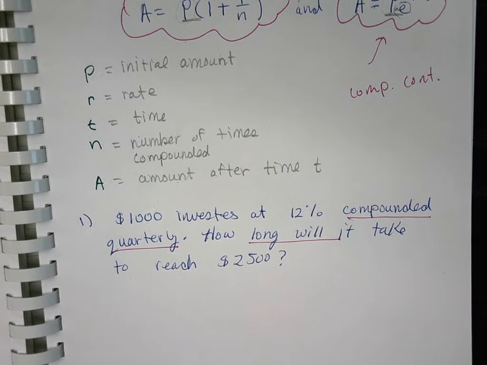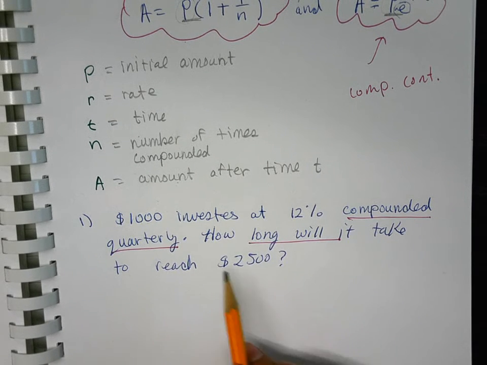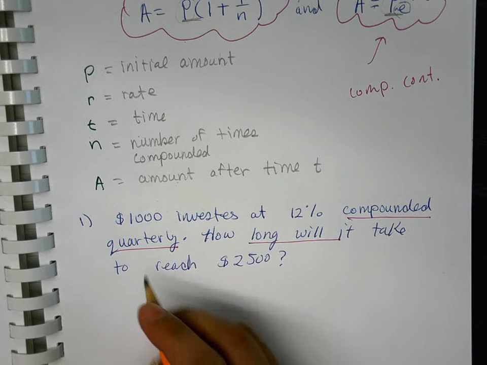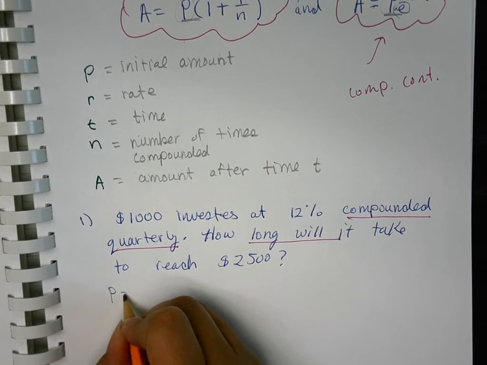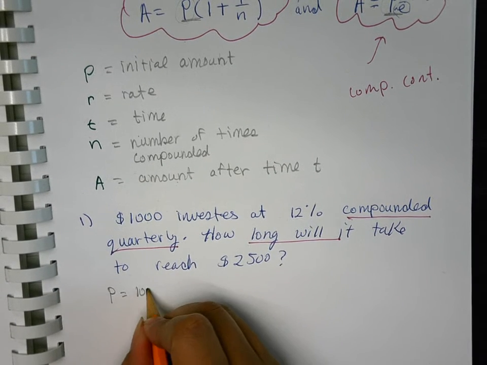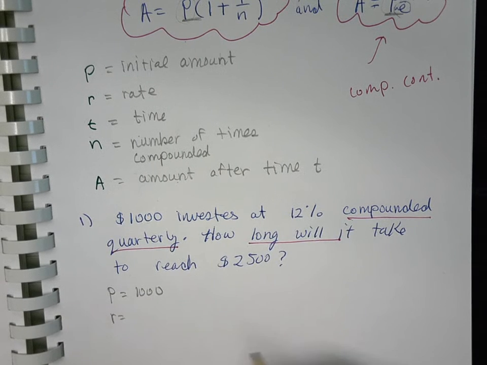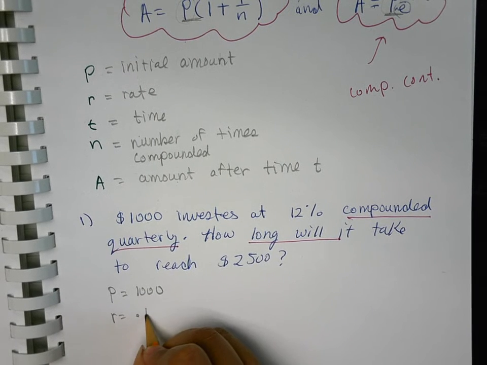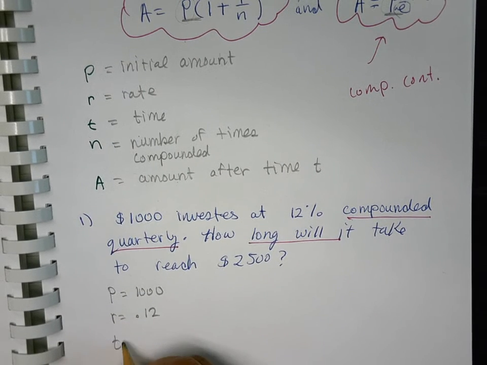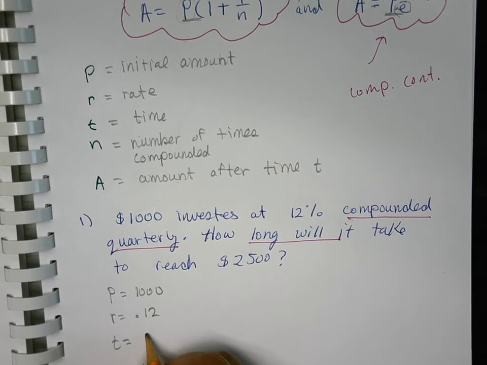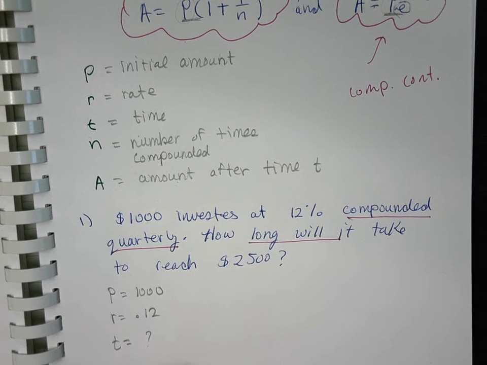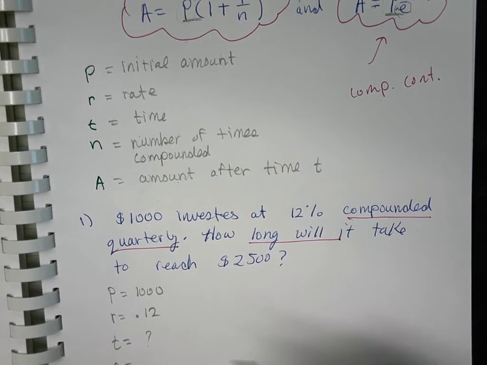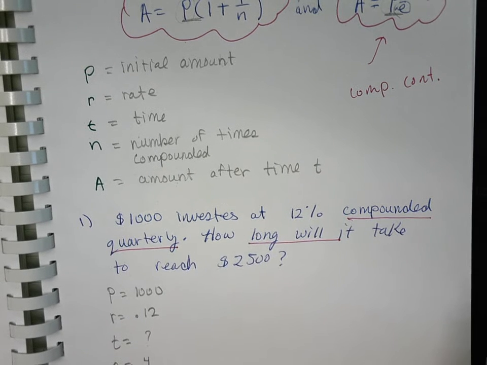All right, do you guys get it? Same thing I told you before. P, what's the initial amount? 1,000. R, what's the rate as a decimal? 0.12. T, how much time, or is that what we're looking for? N, how many times is it compounded? Quarterly means 4 times a year.